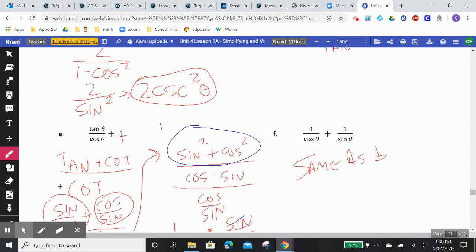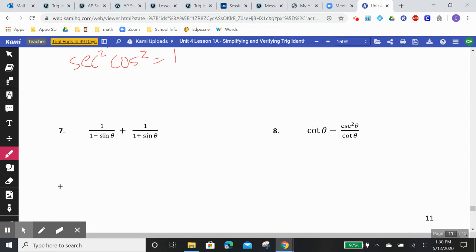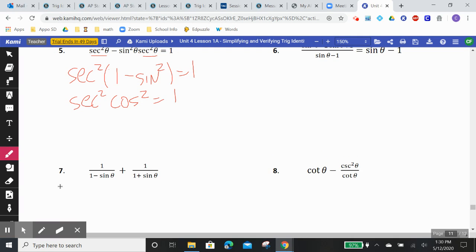So for here, same idea. You could write it again. You could do 1 over cosine squared times cosine squared, but I just know right away that that's going to equal 1.